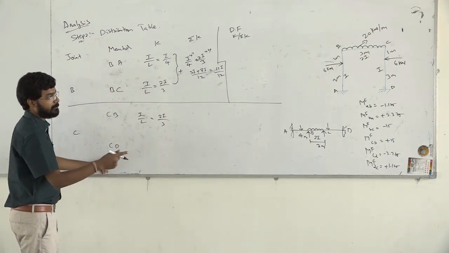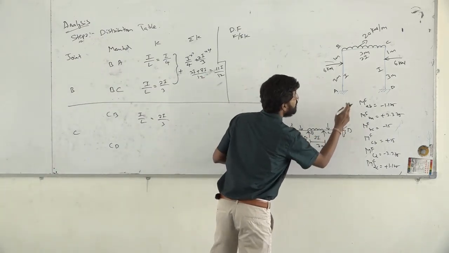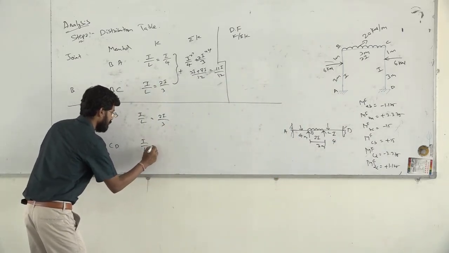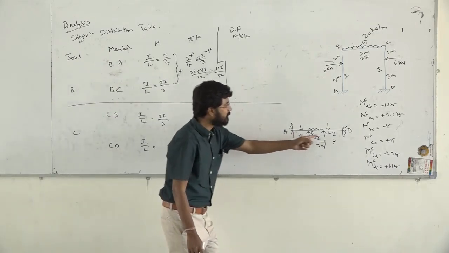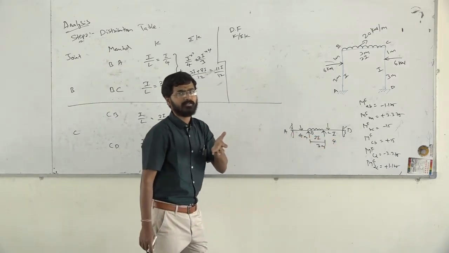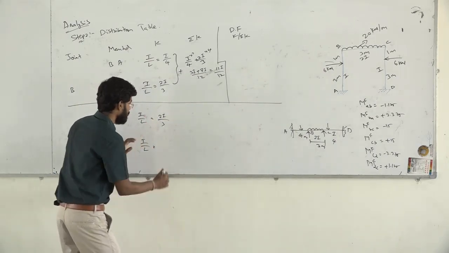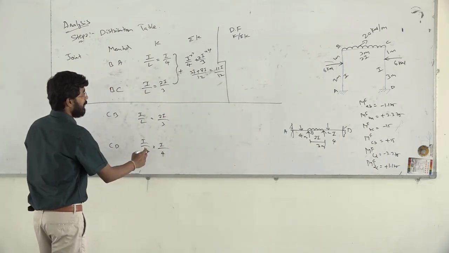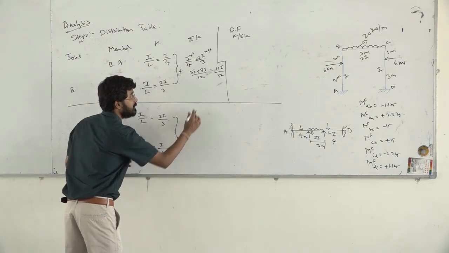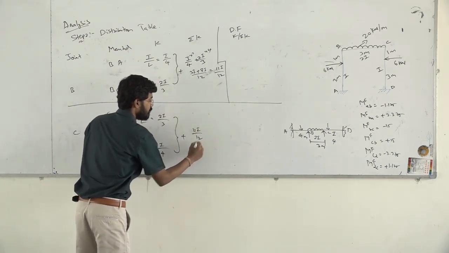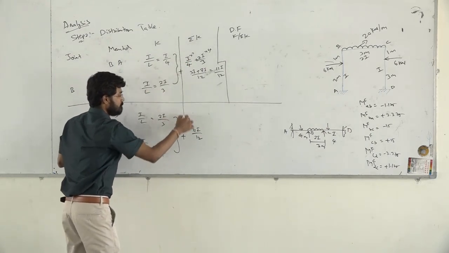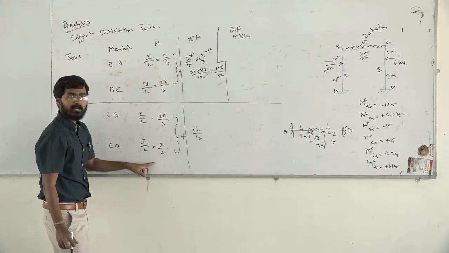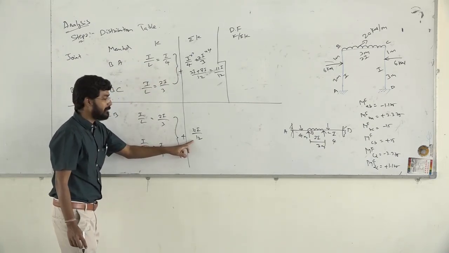Now similarly for the CD span, we again have I, and the length is 3 plus 1, which is equal to 4. This is also I by L. For CD, D is my far end, which is a fixed support. Whenever we come across a fixed support, again it is I by L. Here I is only I, but the length is again 4. So this is again I by L. Now if you add these two, you will get 11I by 12 for the summation of K. Why? Because here we have 2I by 3, here also 2I by 3, here I by 4, and here also I by 4. If you add these, you get 11I by 12.